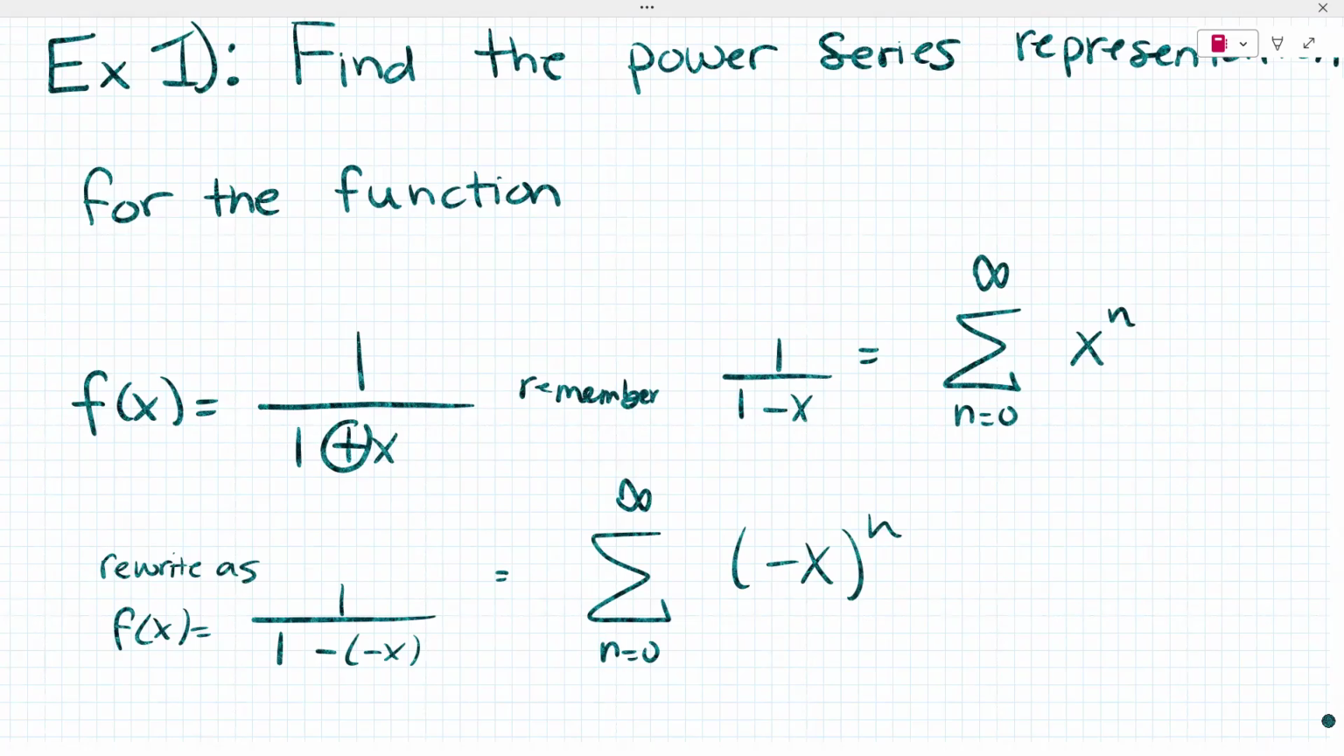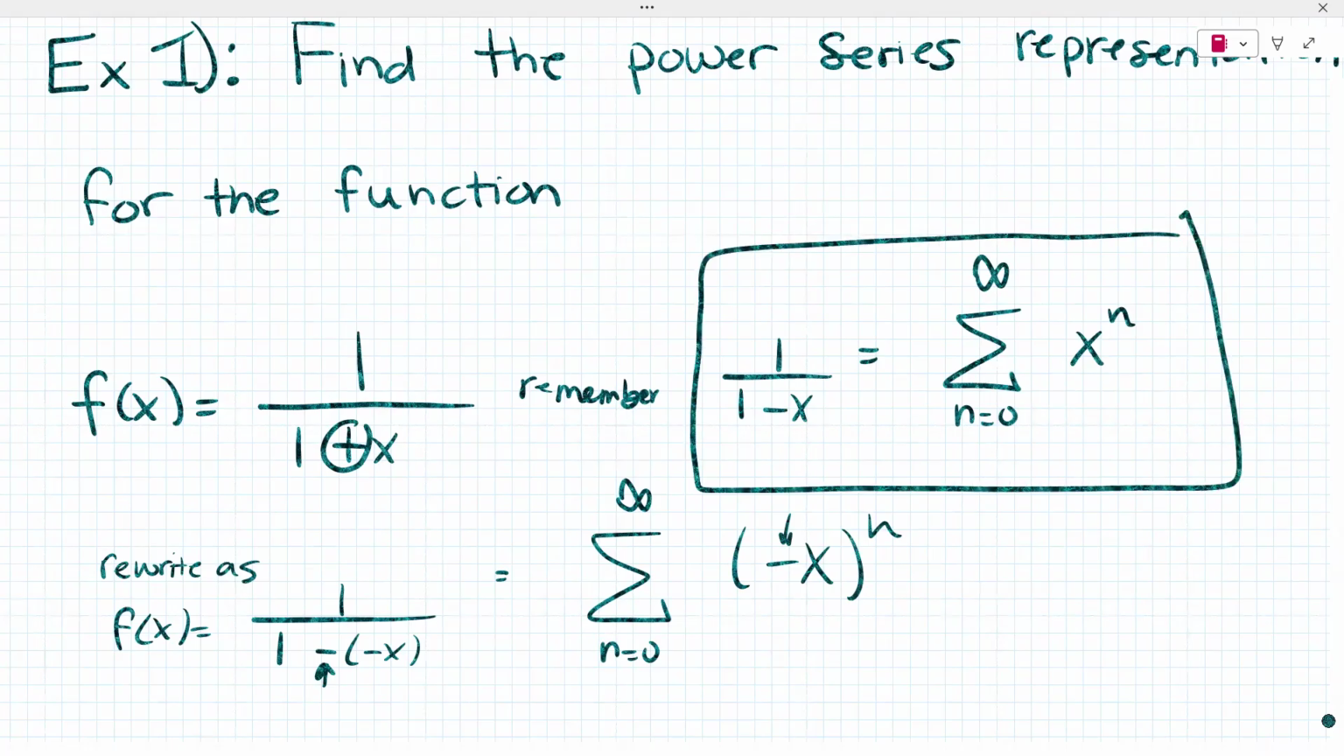We said that 1 over 1 minus x is the same thing as x raised to the n, but we have this extra minus, so that's why I put an extra minus here. Okay, so you just need to know this rule. This rule is important, so write this in your notes.